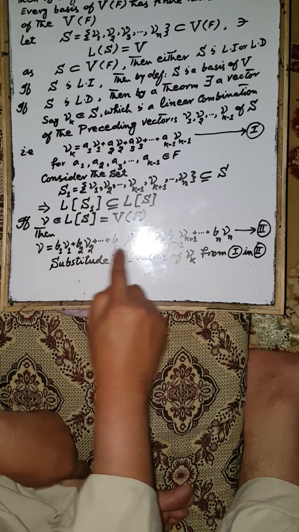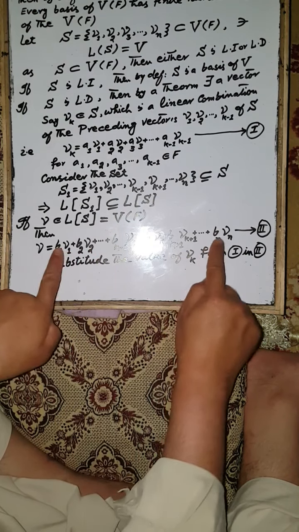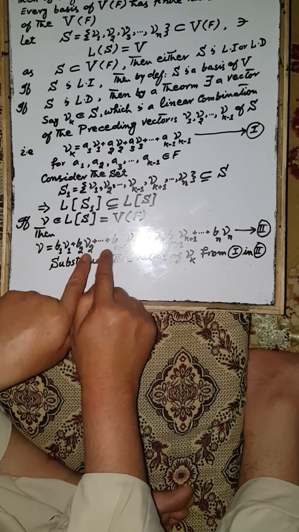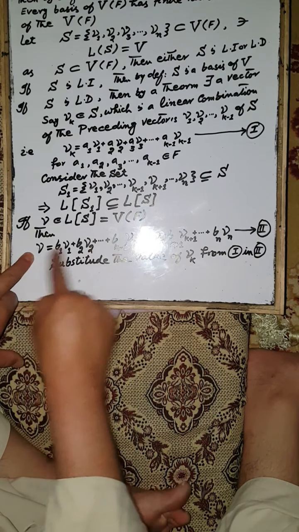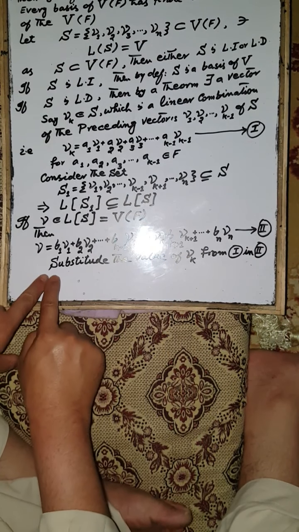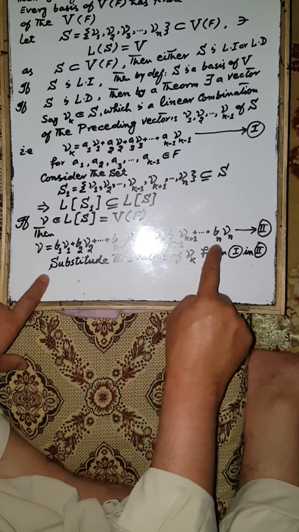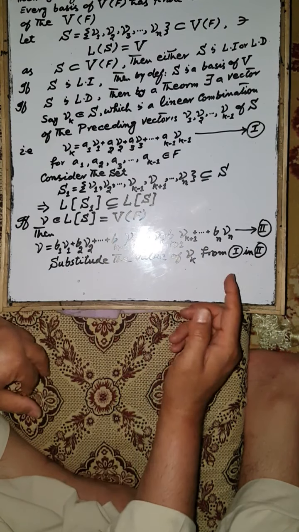These v1, v2 up to vn are the elements of the set S, and the linear combination of the set S gives the vector v of the vector space V over the field F, where b1, b2 up to so on bn are the scalars.